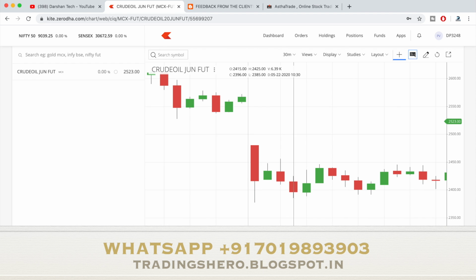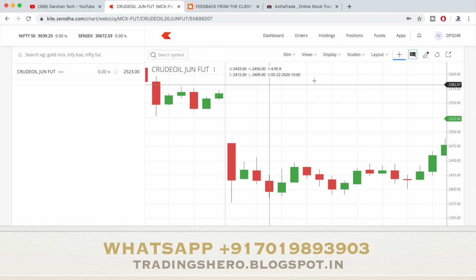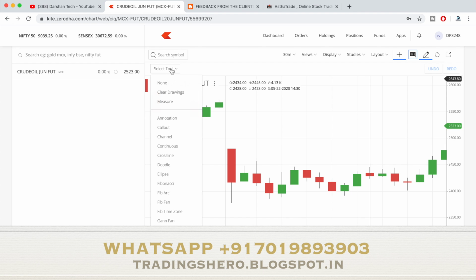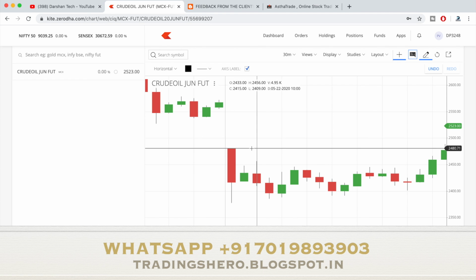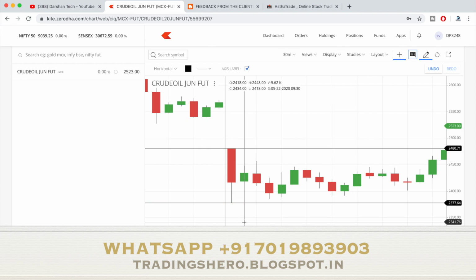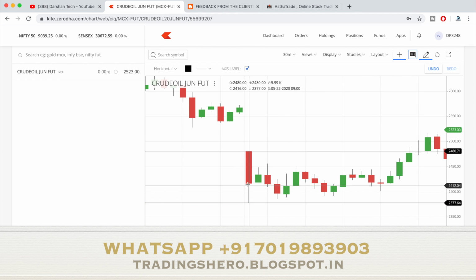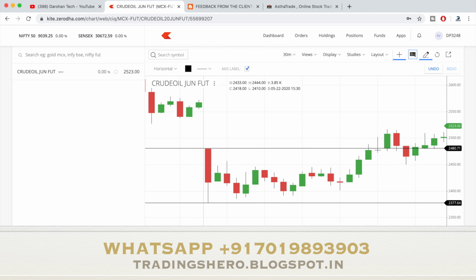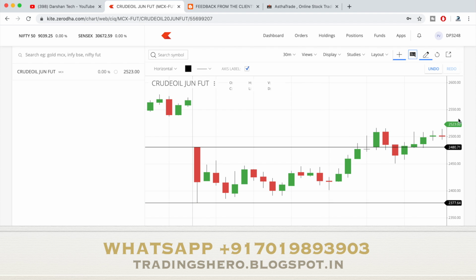Once you find a candlestick like this, you have to mark that candle's high and low. Then, if this candle's high breaks, you will buy, or if it breaks the low, you will sell. For example, the high is 2480. So if it goes to 2481, you can buy crude oil, or if it breaks the low, that is 2377, you can sell crude oil. So you have to wait for crude oil to give a breakout.